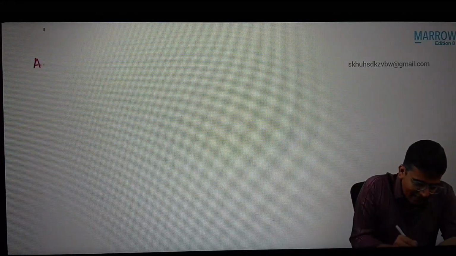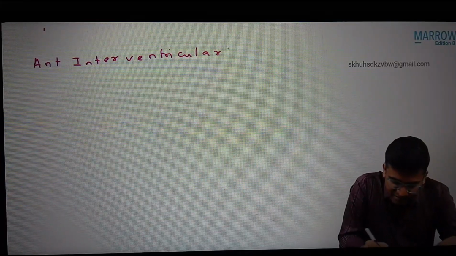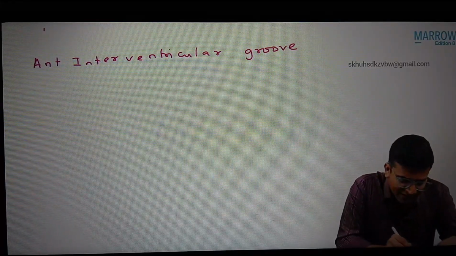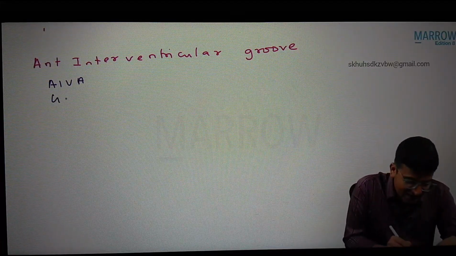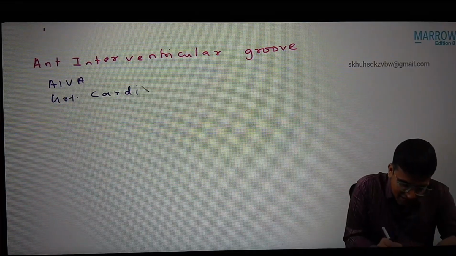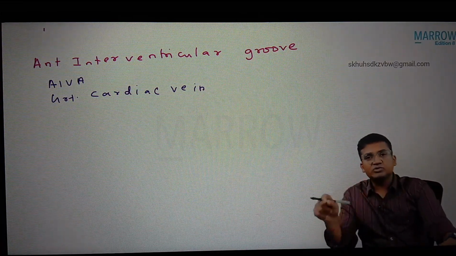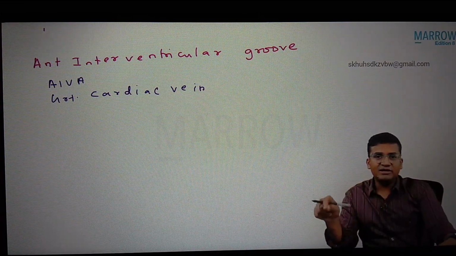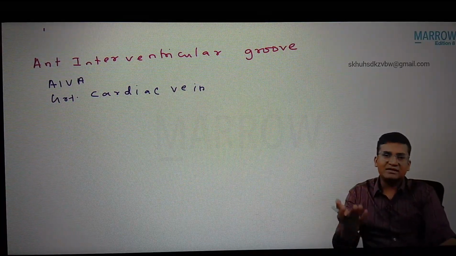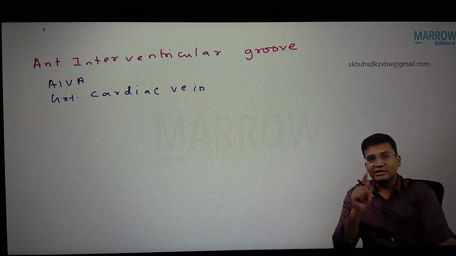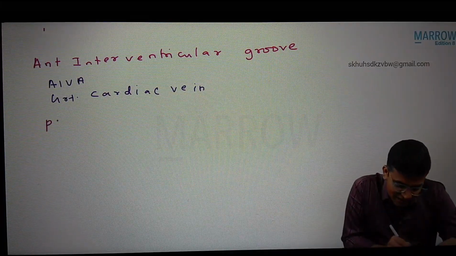Now we have the anterior interventricular groove. The anterior interventricular groove has the anterior interventricular artery and the great cardiac vein. Again, in the name itself you have a clue. The anterior interventricular groove is present between the right ventricle and the left ventricle on the front side. So what is present? The anterior interventricular artery and one vein. What vein? The great cardiac vein. Very important.